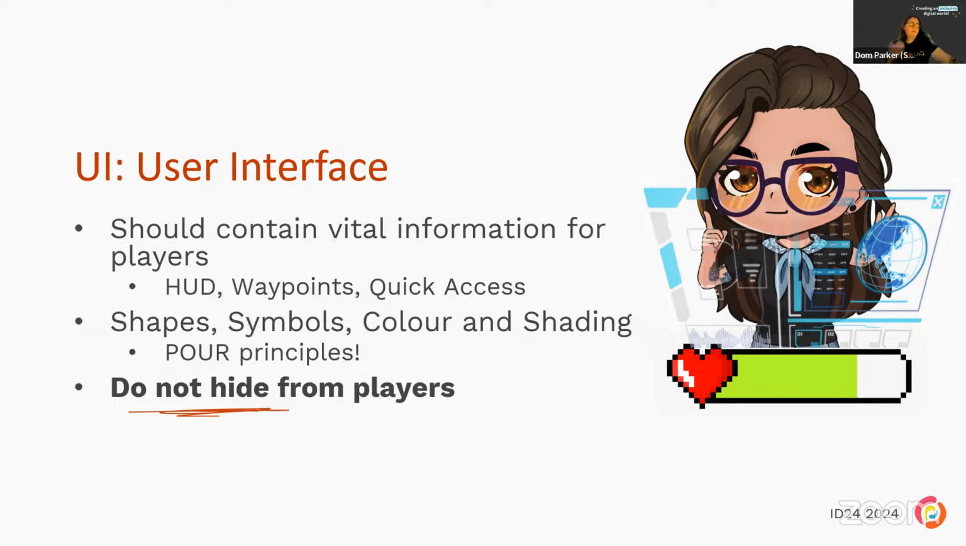We should also include shapes, symbols, color, and shading, which can also be referred to as the POUR principles if you're familiar with WCAG, the Web Content Accessibility Guidelines. For those who don't know, POUR stands for perceivable, operable, understandable, and robust. And the most important tip is you should not hide your UI from players unless they want to be able to hide it themselves.